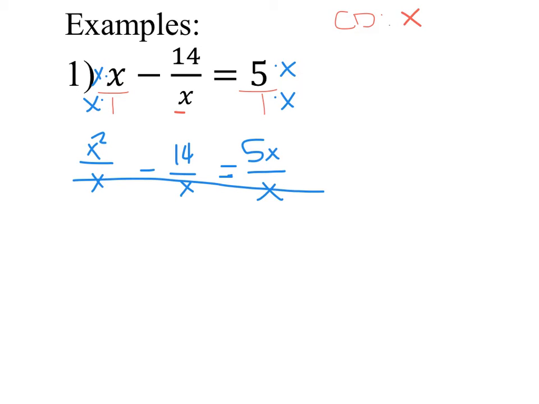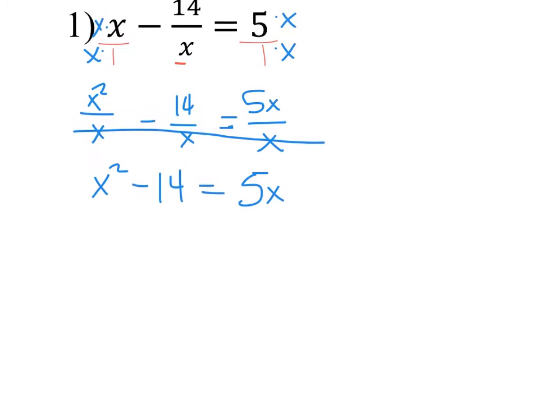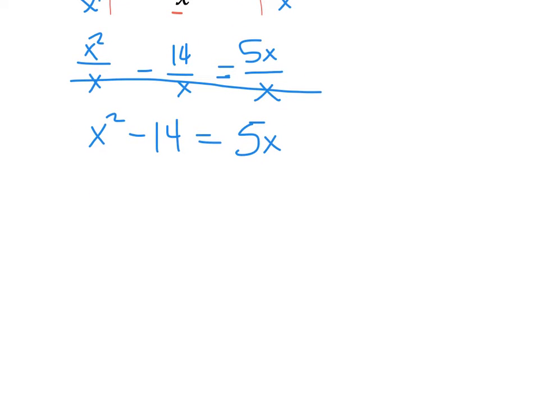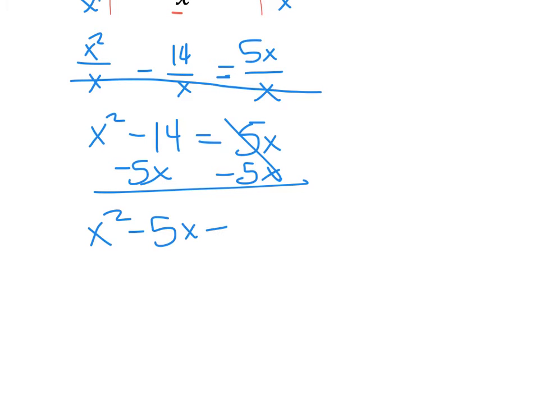You cross out the denominators, and you're left with x squared minus 14 equals 5x. And you simply solve that equation. That's it. So you know how to solve this equation. It is a quadratic. So you set everything equal to one side, where the x squared is positive. So I'm going to subtract my 5x. x squared minus 5x minus 14 equals 0. Then we factor, whatever method you feel most comfortable with.